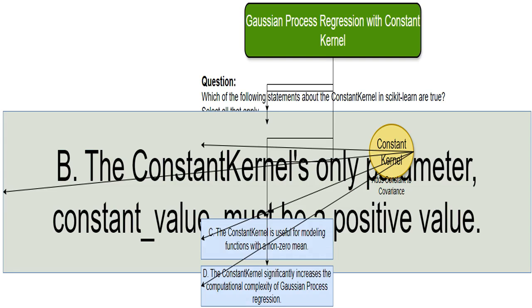This statement is false. The constant value parameter can be any real number, not just positive numbers. It can be positive, negative, or 0, representing a constant offset. Think of it like adjusting the baseline. It could shift the results up, down, or not at all.